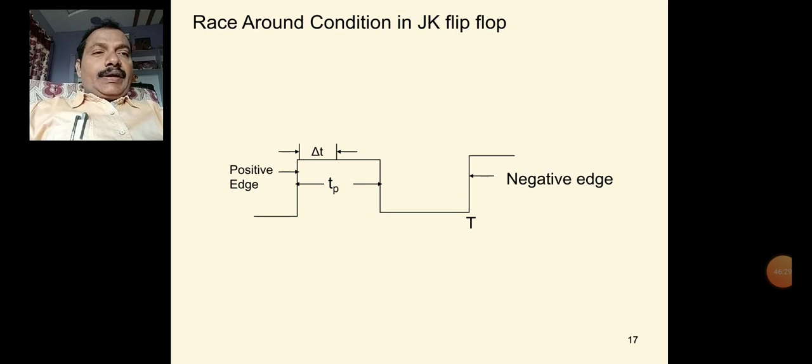The race around condition in the JK flip-flop we will discuss in the next class in continuation of this class. We conclude that we have discussed the SR flip-flop and JK flip-flop operation by applying different combinations of inputs and clock events. We have seen the working of two flip-flops. Okay, thank you.